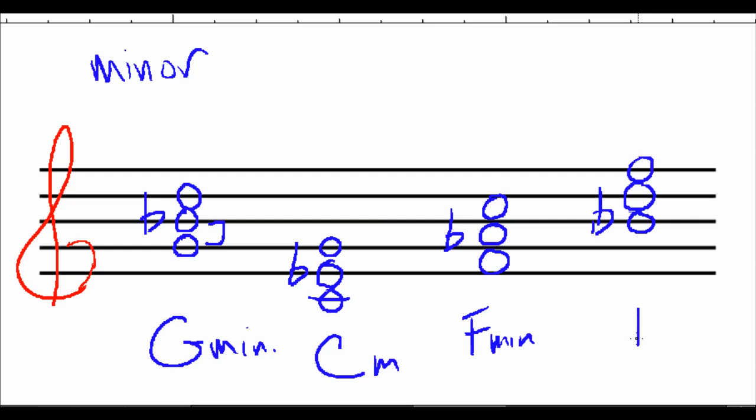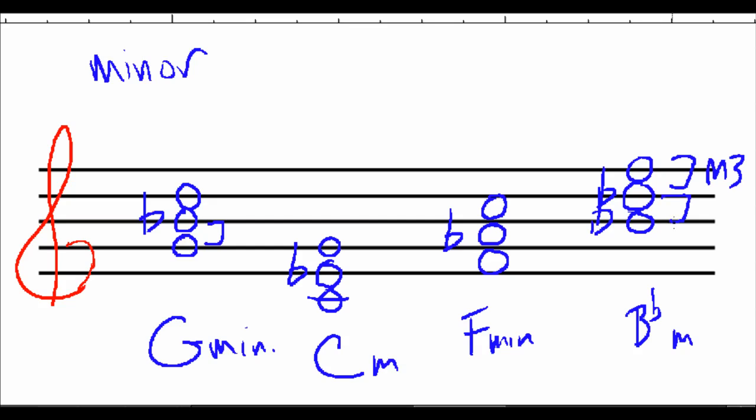How about B flat minor? B flat, we need a minor third here, which means we need to flat the D. By doing that, that gives us a major third between the D flat and F. So those are some minor triads.